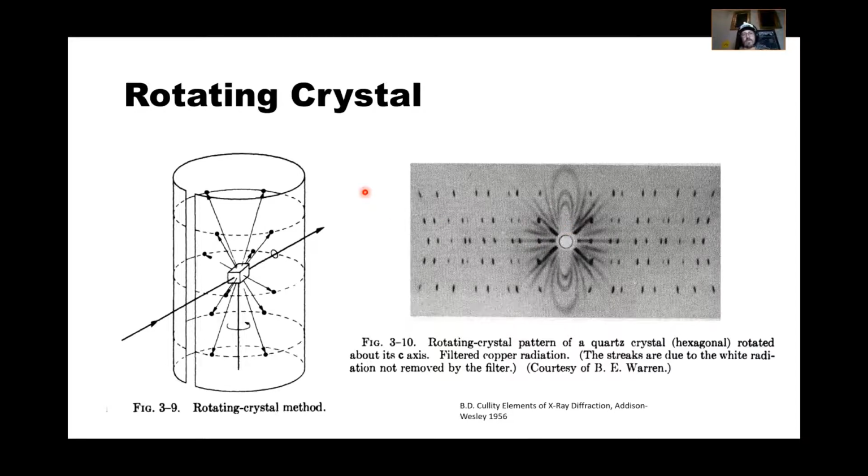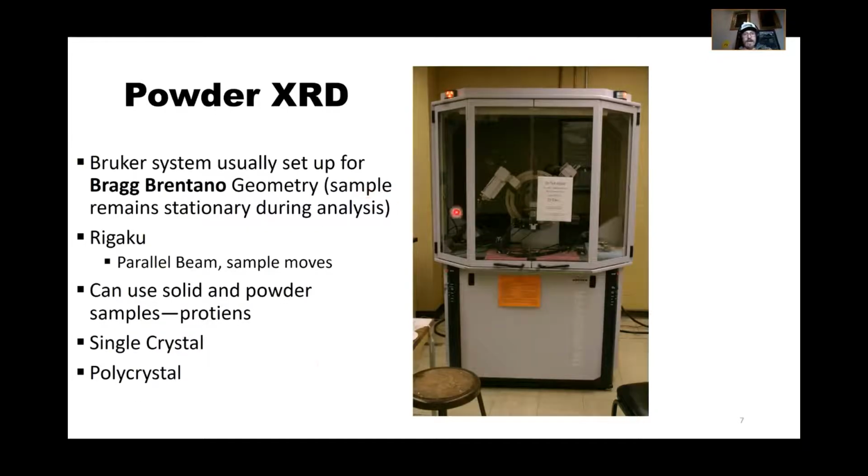Anyway, rotating crystal: the specimen sits logically on an axis and spins, and you have some sort of recording device, in this case photographic film, that's static, and you can analyze the diffraction pattern that way. Kind of cool.